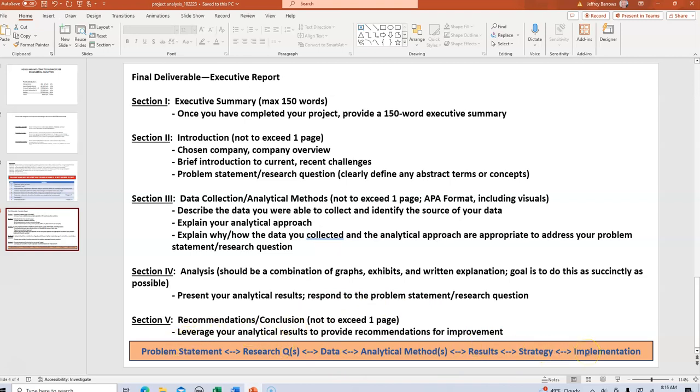And then once you have developed strategy, how are you going to implement your strategy? That's something I will just mention to you right now, that there is a distinction between business strategy and business strategy implementation. And I want to make sure that everybody's clear on that as you go through the project.